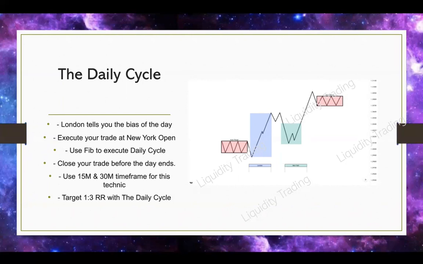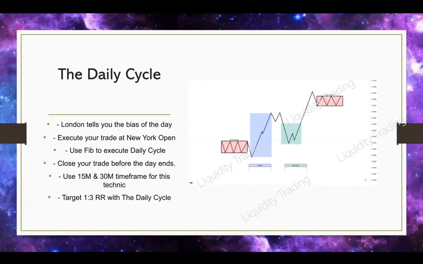Now, on the other side of the market, you would be expecting London Open to create a high of the day, drop down, you would expect a drop, and create the low of the day. In New York Open, you would be expecting around 7 a.m. to 11 a.m. New York local time, the retracement in the market and your trade execution.